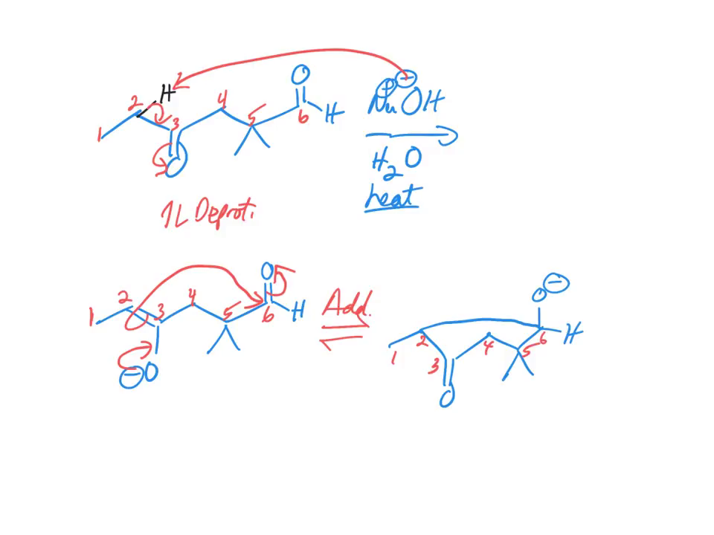We made a 5-membered ring, and I can redraw it. I would just draw the 5-membered ring first. I know the bond I formed was between 2 and 6. 6 was bonded to 5, which is bonded to 4, which is bonded to 3. Carbon 1 is bonded to 2. Carbon 3 has a carbonyl, carbon 5 has 2 methyls, and now carbon 6 has an O minus. There you go.